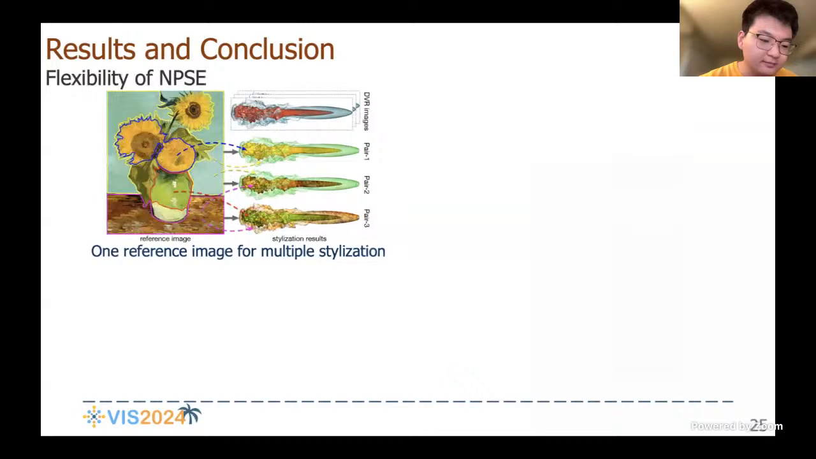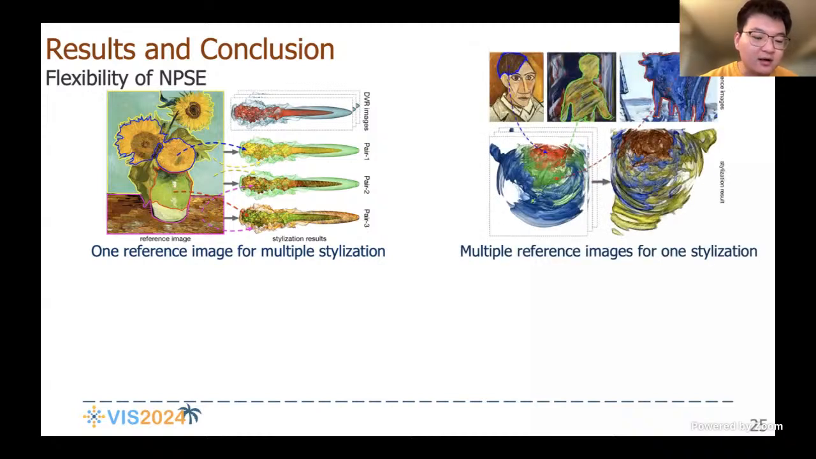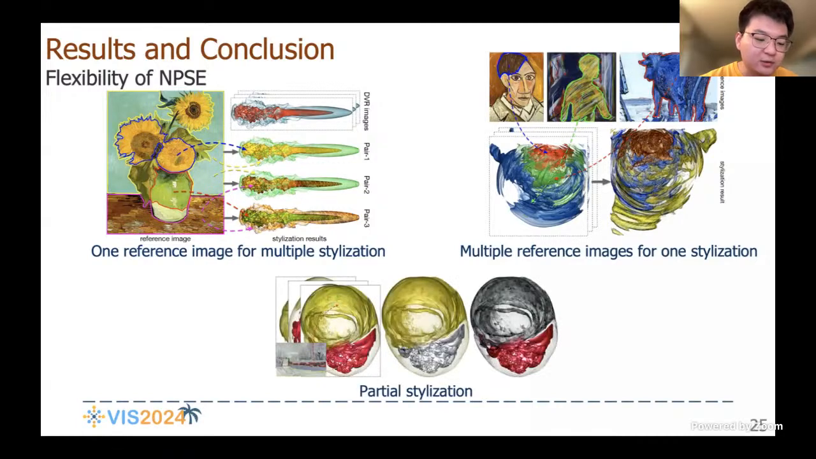And moreover, StyleRF-VolVis can be a flexible NPSE framework to support many different forms of NPSE. For example, different styles can be extracted from one reference image to get different stylization. Or different reference images can each contribute a unique style to form one stylization. And the user can also do partial stylization, in which only one part of the scene is stylized.